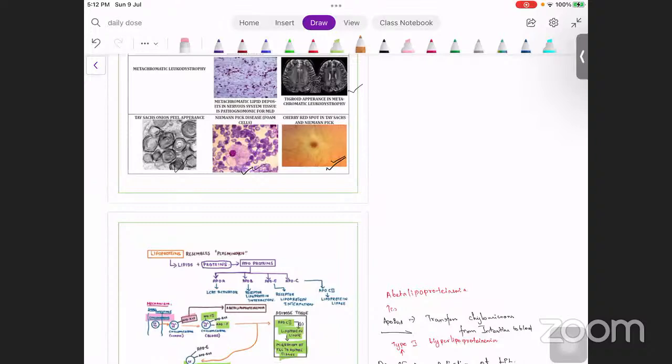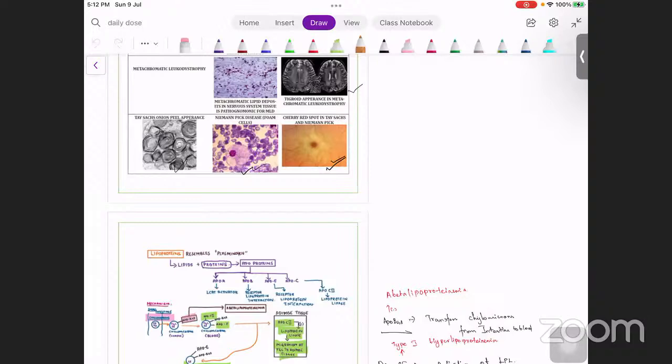Now speaking about the lipid, the first thing: what are omega-3 fatty acids? Cervonic acid, timnodonic acid, and alpha-linolenic acid. Among that, cervonic acid is also known as docosahexaenoic acid, which is present in breast milk.